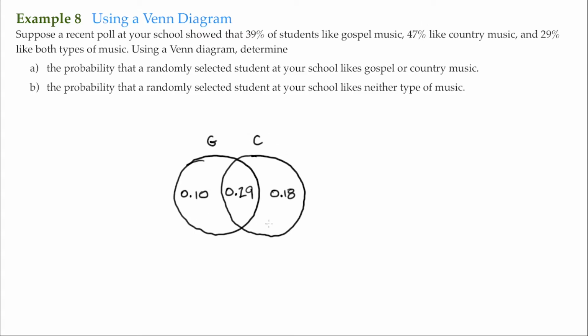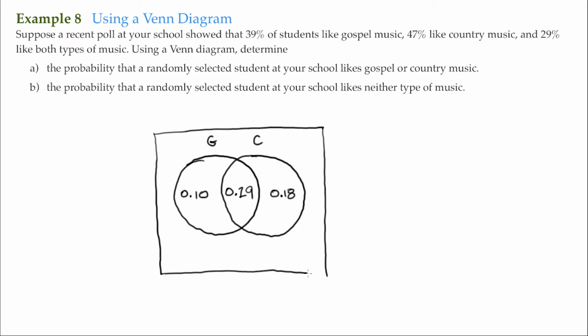Now this is only part of the sample space. The rest of the sample space we then close off in this rectangle. And of course, everything has to be accounted for in the sample space. So then the probabilities have to come out to be 100% or 1. So I just make this equal to 1. We can label this as S as the sample space.